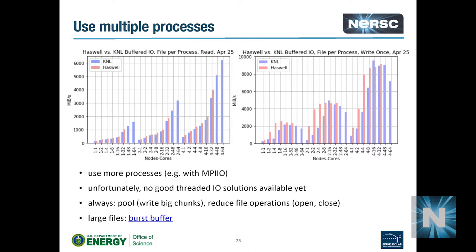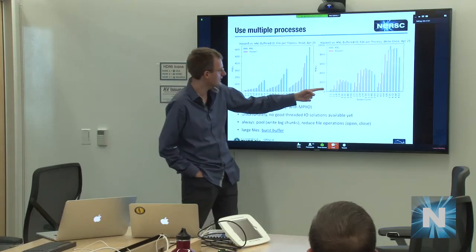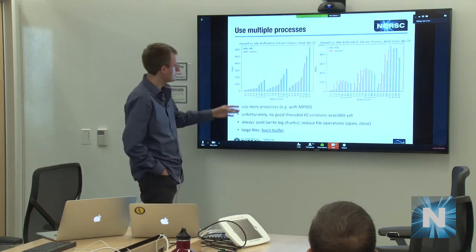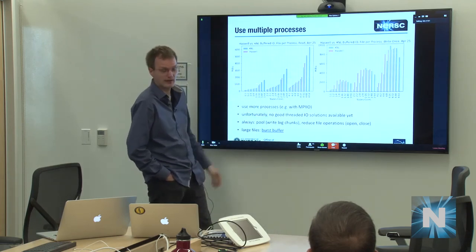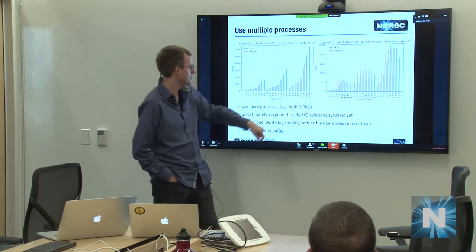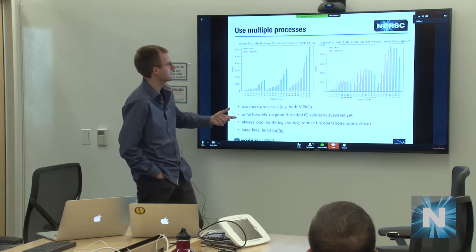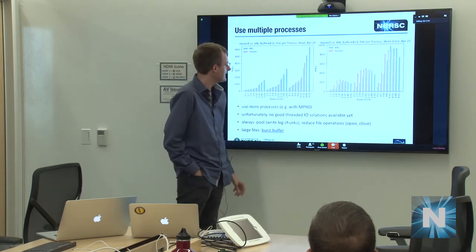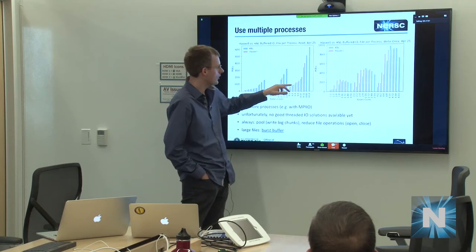I think one is write, one is read. I think this is read, this is write, if I recall correctly. It doesn't say it, actually. Ah, it's read and write, yes. What it tells you is that at a single core, KNL looks very bad. But if you go to multiple cores, you can even outperform Haswell easily. I don't recommend going to 64-way threads, but technically, if you just use 8 or 16, you're always better off.